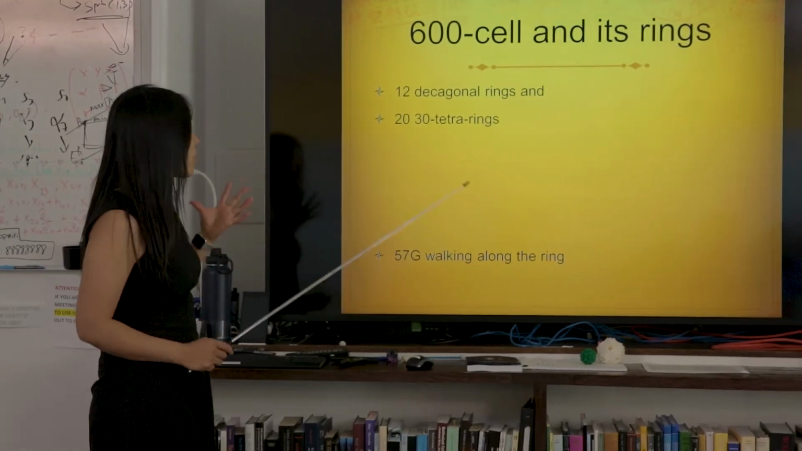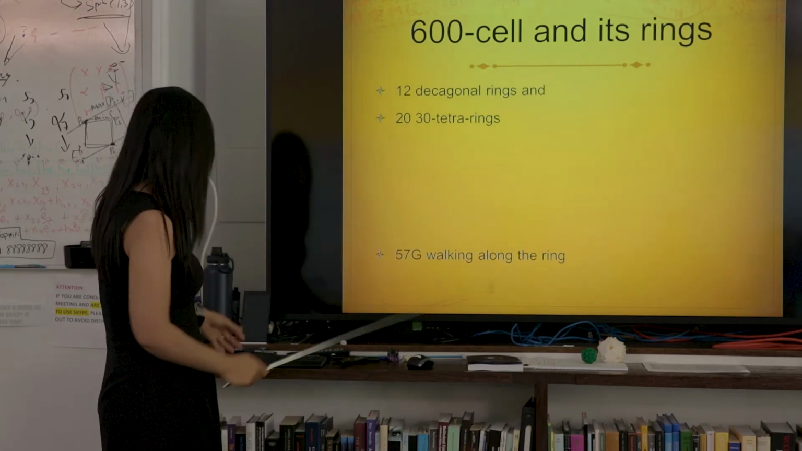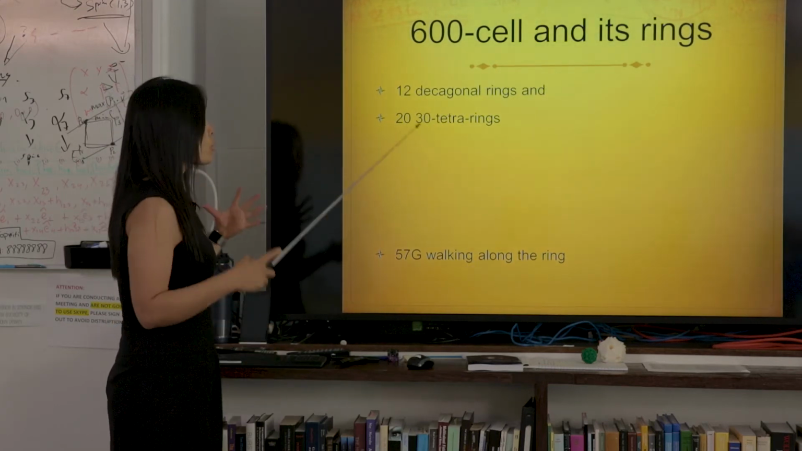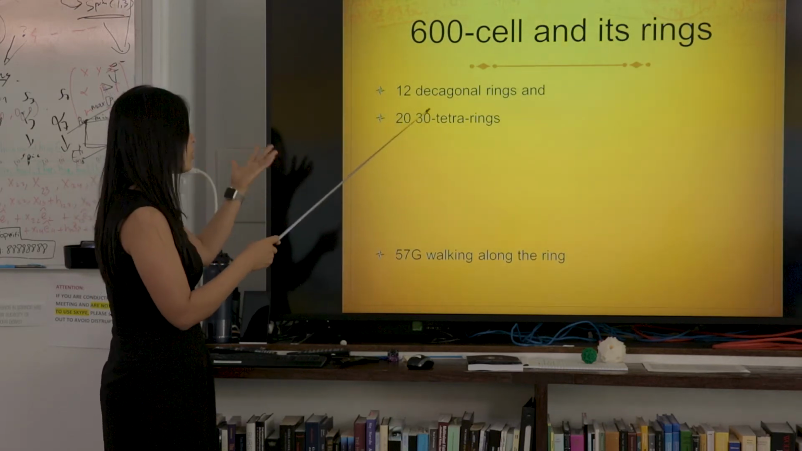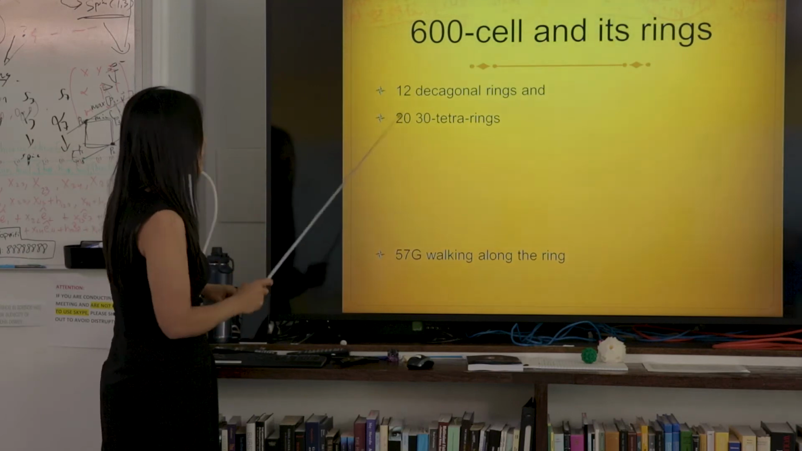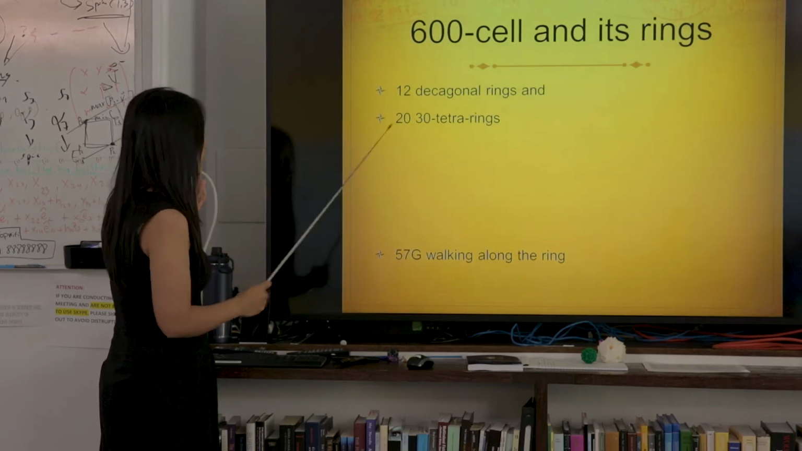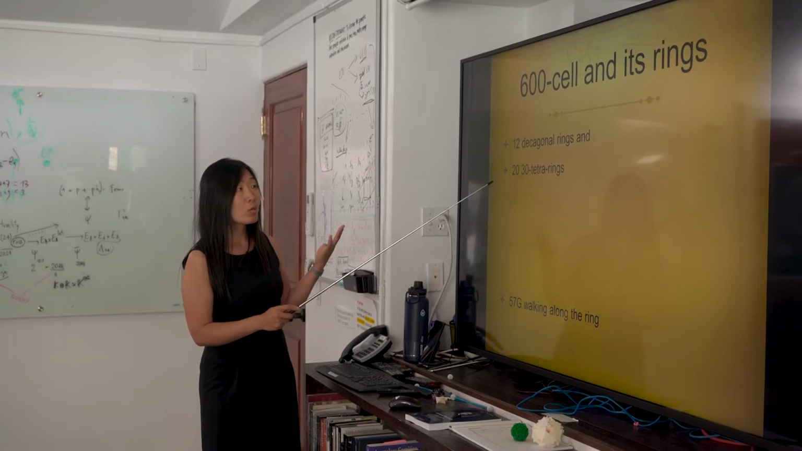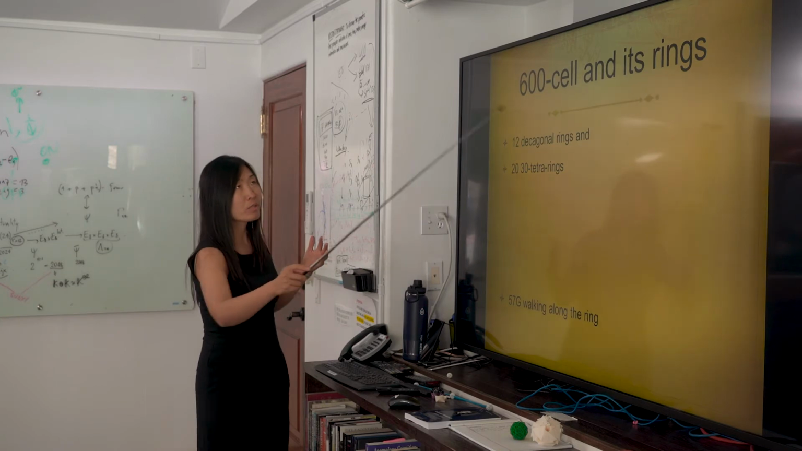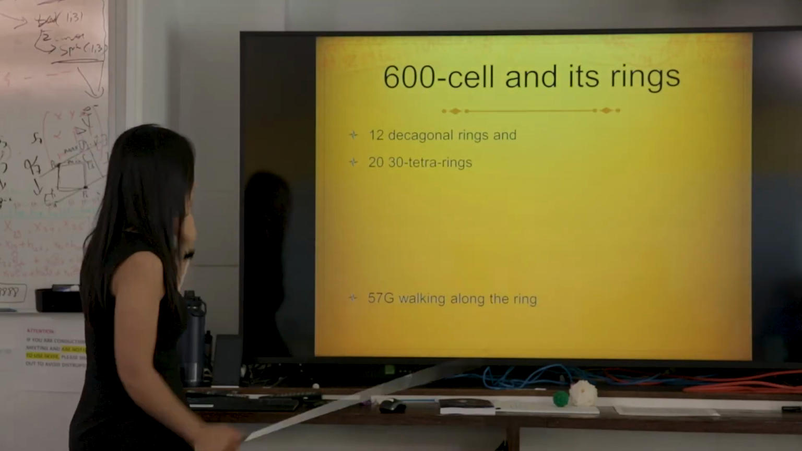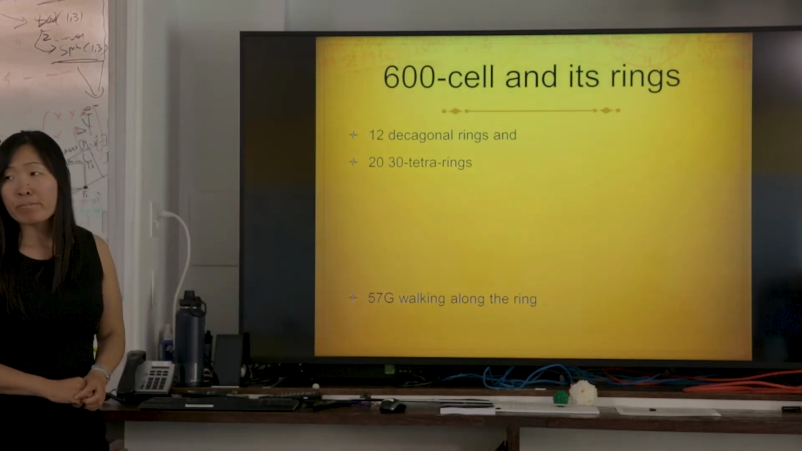So next I wanted to talk about the Hopf fibration from the S3, which is the 600 cell, and its rings. There are two ways of fibrating the 600 cell. We can do 12 decagonal rings, or 20 hexagon rings. But they would be on the same plane as the others, so the decagon is a good way, because it's on the same plane.